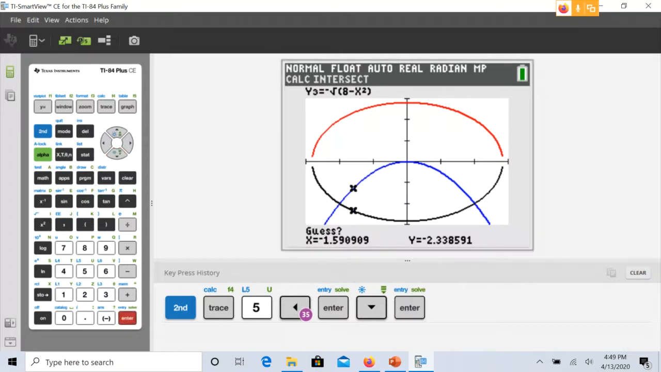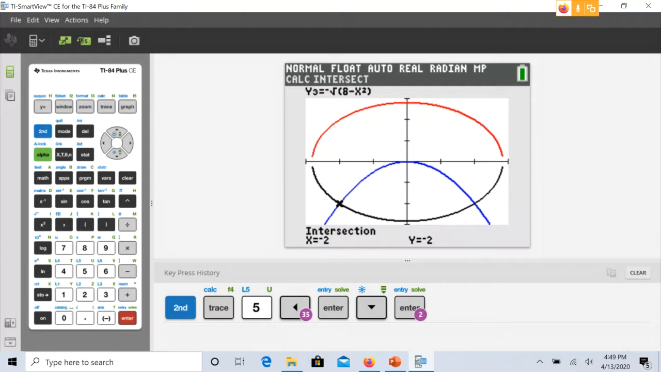And then you're going to see the calculator say guess. We want it to give us the coordinates of that intersection point, so we can go ahead and hit enter, and it's going to give us the coordinates -2, -2. That was one of the answers that we had in the previous video.